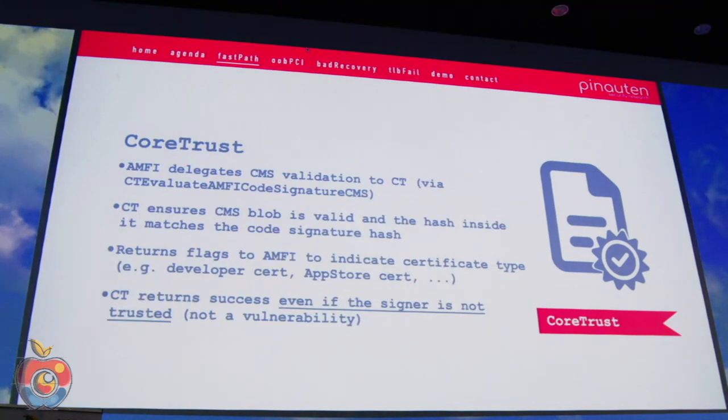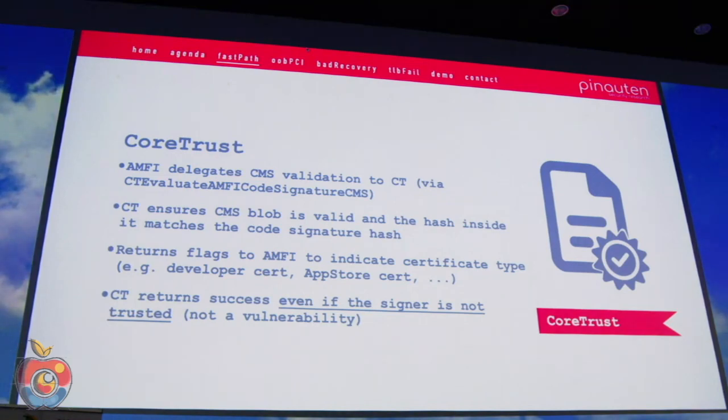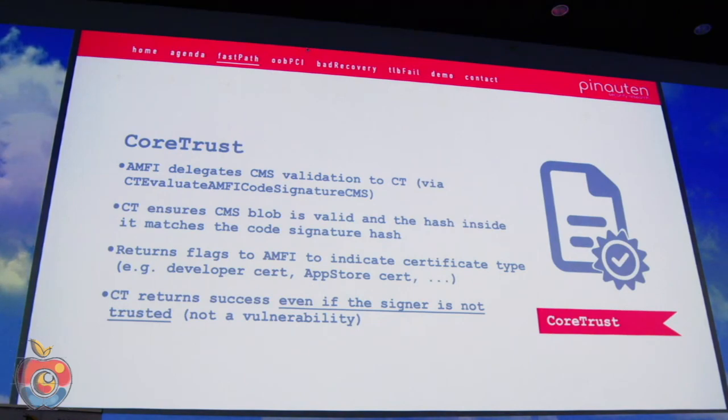Now, how does code signature validation work? If we assume that we are using a CMS signature, because ad hoc signatures we can just ignore right now, since the list of trusted signatures is hard-coded. How does the CMS signature validation work? If Apple Mobile File Integrity notices that an application does not have an ad hoc signature but a CMS signature, then it will delegate the validation of the signature to CoreTrust. What CoreTrust does is it ensures that the CMS blob itself is valid and that the hash inside the CMS blob actually matches the hash of the code signature.